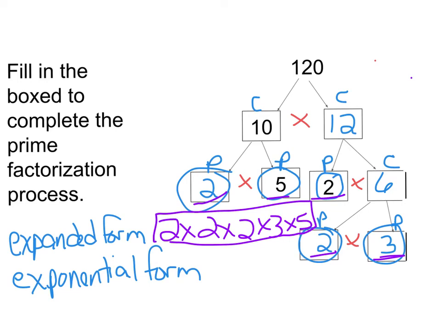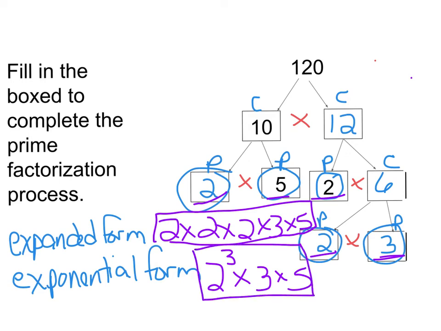Now, when it says exponential form, you're looking for that repeated multiplication. And in this case, we have 2 times 2 times 2. So I'm going to write it as 2 to the third power, or cubed, times 3 times 5. So your exponential form is written this way. So we found the prime numbers because I know 2 is a prime number, 3 is a prime number, and 5 is a prime number. So I went ahead and did that, and we have it.